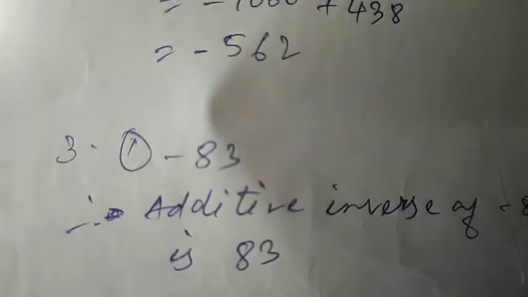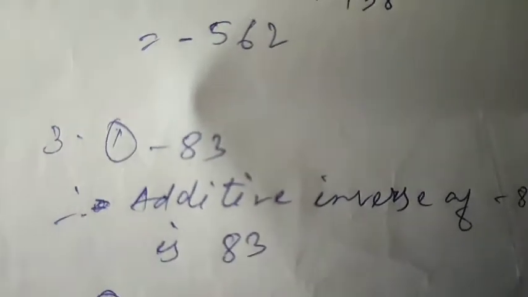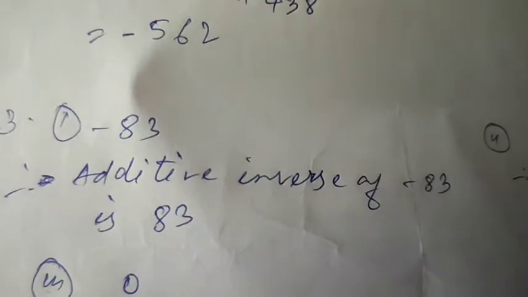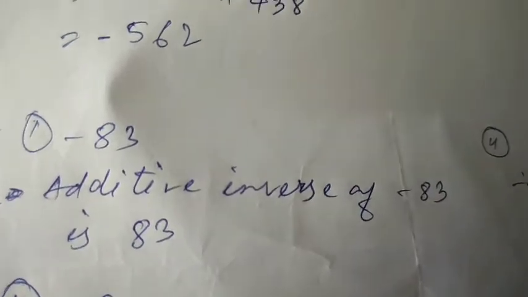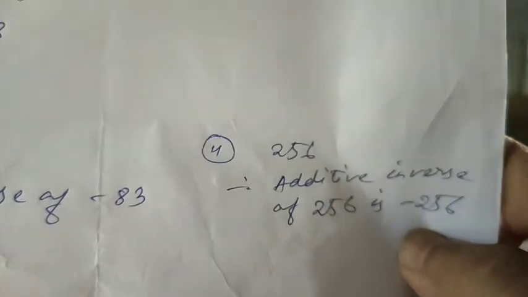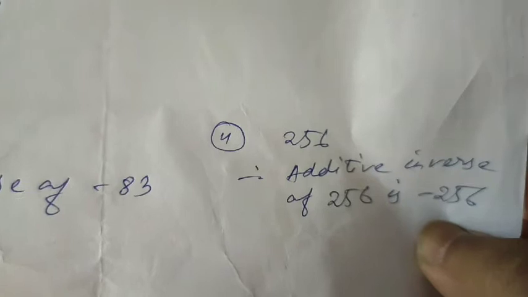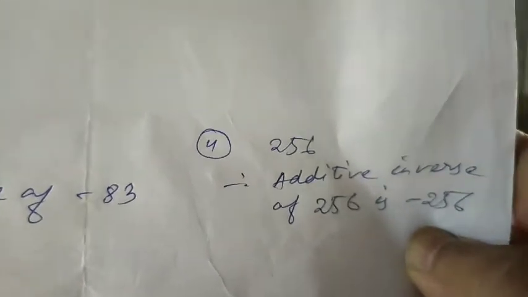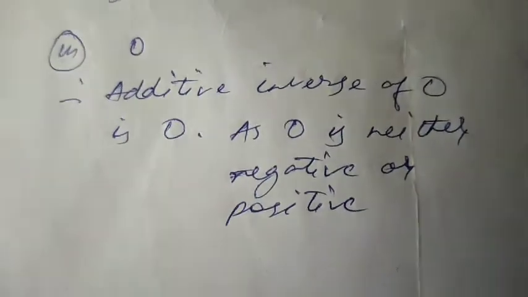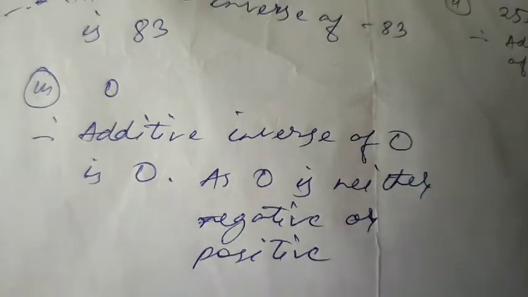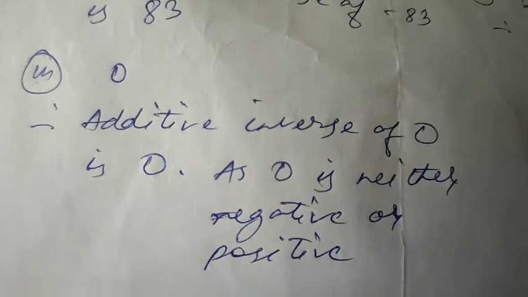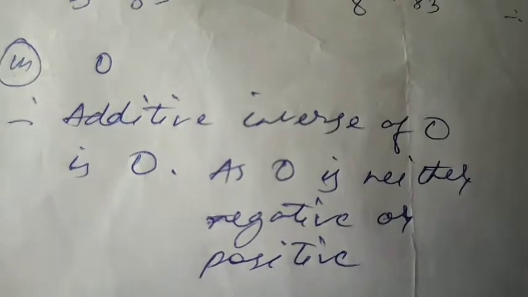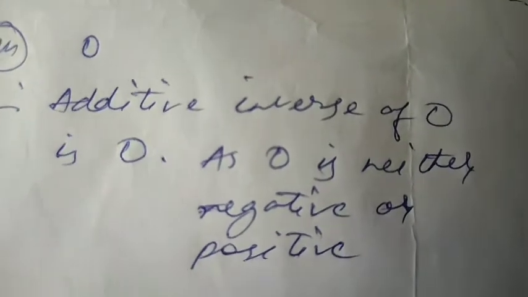Find the additive inverse of minus 83. Question number 3. So minus 83, additive inverse we have to find out. The additive inverse of minus 83 will be 83, as additive inverse means the opposite sign. It was given as minus in the question, so the answer will be positive, that is 83. The additive inverse of 256 will be minus 256, as 256 is a positive number, so we have to make it a negative number.